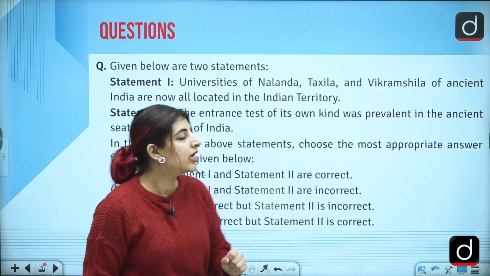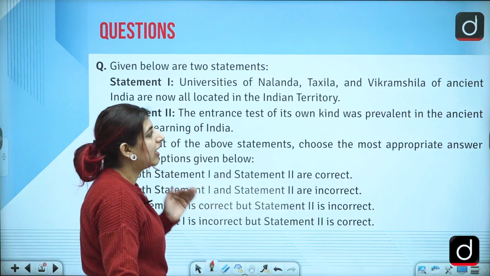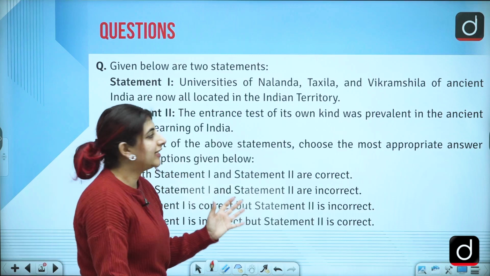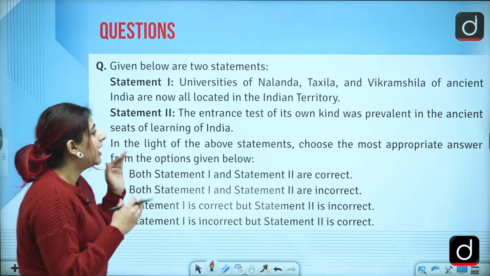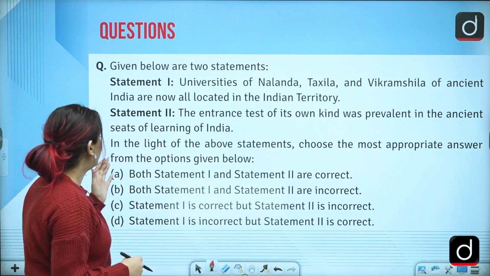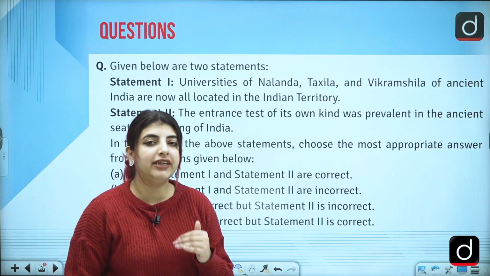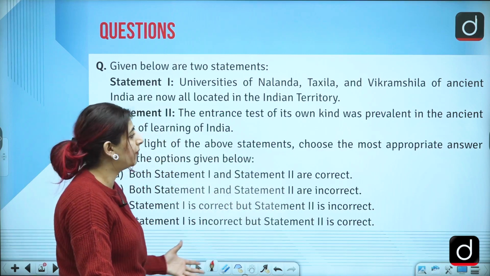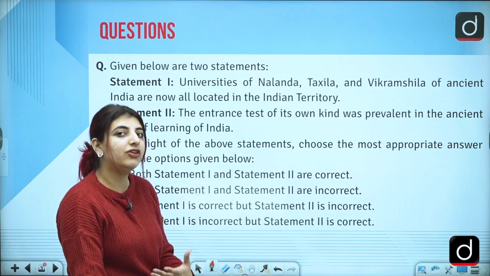Statement 1 says universities of Nalanda, Takshila and Vikramshila of ancient India are now all located in the Indian territory. Statement 2 says the entrance test of its own kind was prevalent in the ancient seats of learning of India. So basically you are supposed to read these statements and then answer from the options given below. You can pause your screens whenever a question pops up so that you can read the question in its entirety and then answer accordingly.